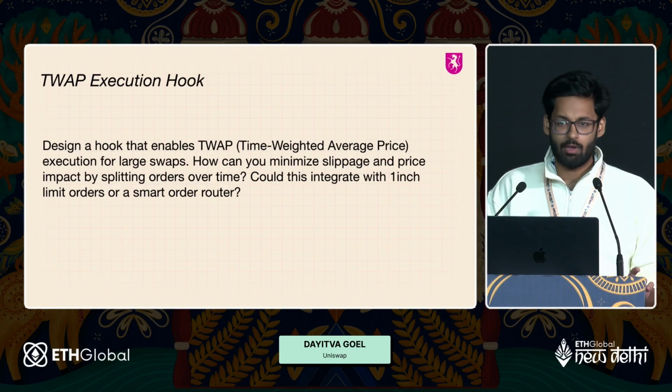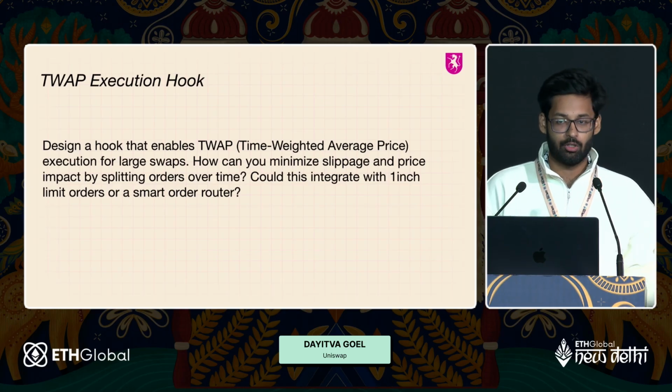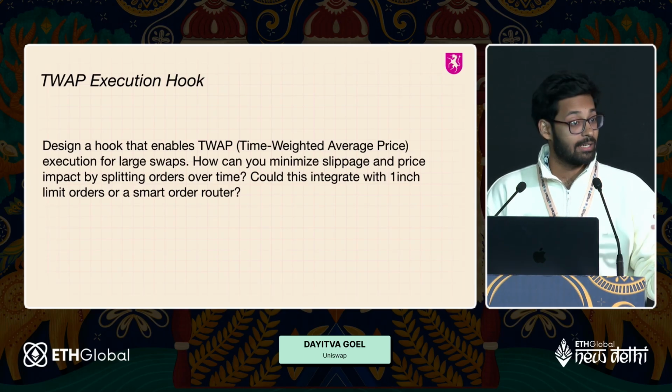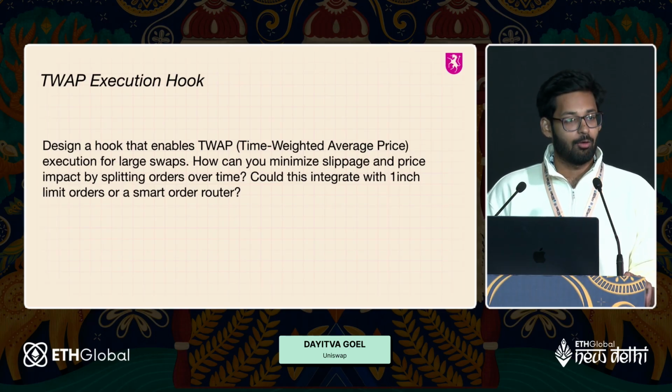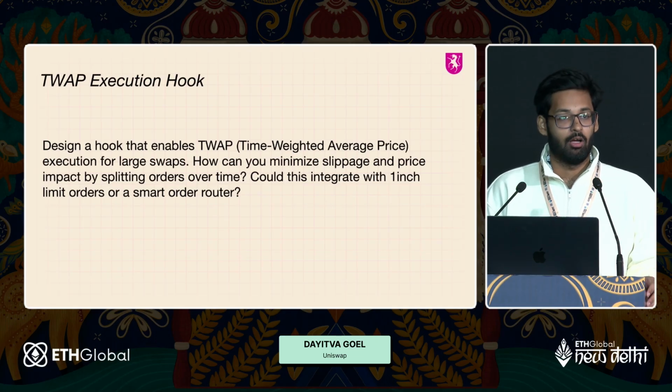The second is the TWAP execution hook. It's closely related to the first one that I just talked about. You need to design a hook that enables TWAP, which is the time-weighted average price. Again, you can split the order into multiple times, minimize slippage, and give a better price execution to the user. Again, you can integrate this with other sponsors like 1inch and their limit orders, or even with Uniswap's own smart order router.